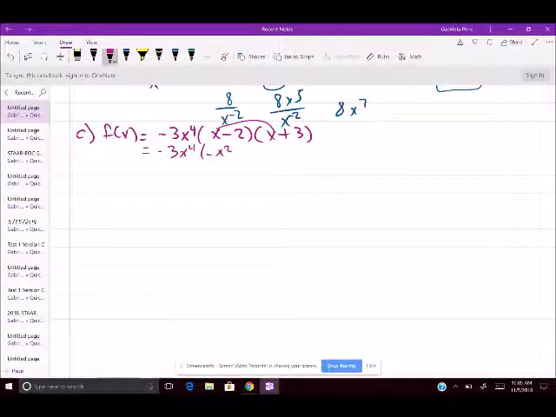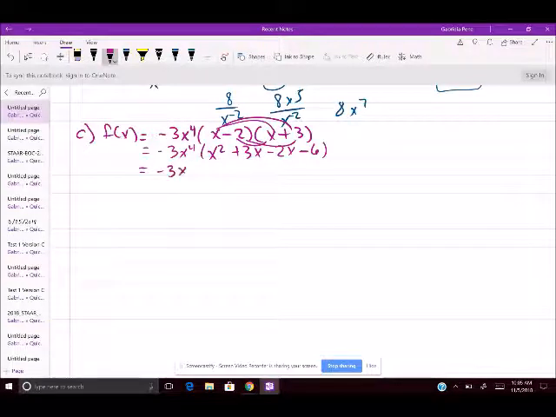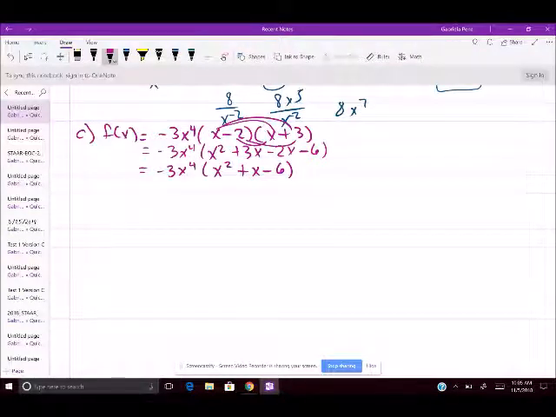Oh, and I don't know why I put a negative. Sorry. So it is x squared. X times 3, 3x. Negative 2 times x, negative 2x. And then negative 2 times 3, negative 6. We could combine. And that's what happens. Am I still done? Nope. I still need to distribute this to all three of those.